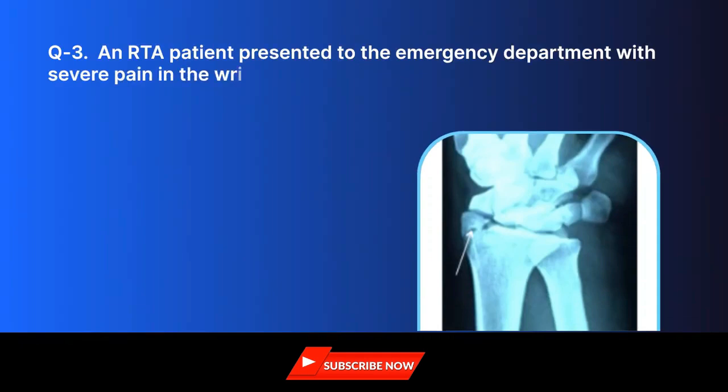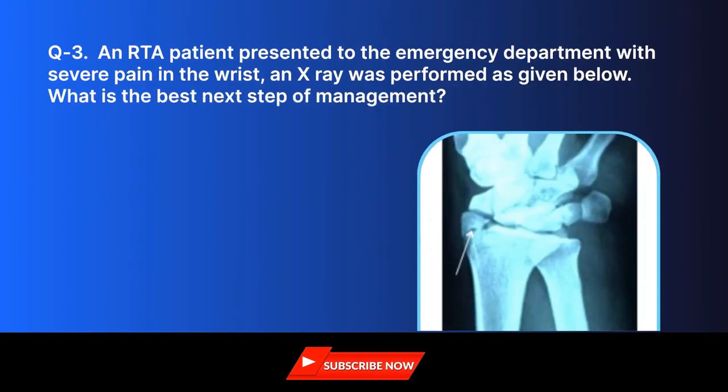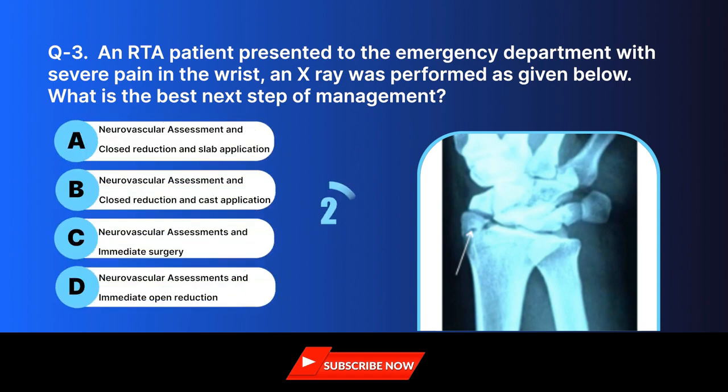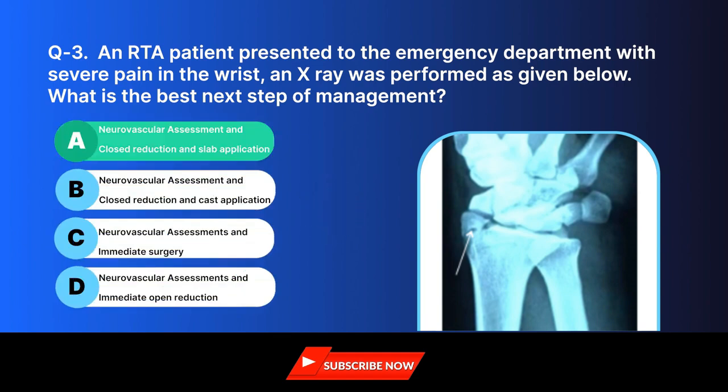Question 3. An RTA patient presented to the emergency department with severe pain in the wrist. An X-ray was performed as given below. What is the best next step of management? Your options are, and the correct answer is neurovascular assessment and closed reduction and slab application.